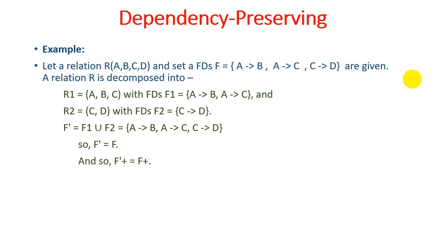We never lose any FDs, and if we are not losing any FDs, then we can get the original R from the decomposed tables. So from the example we can easily understand what dependency preserving is.